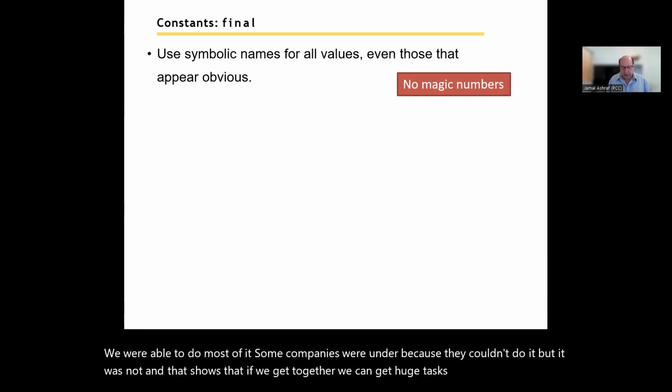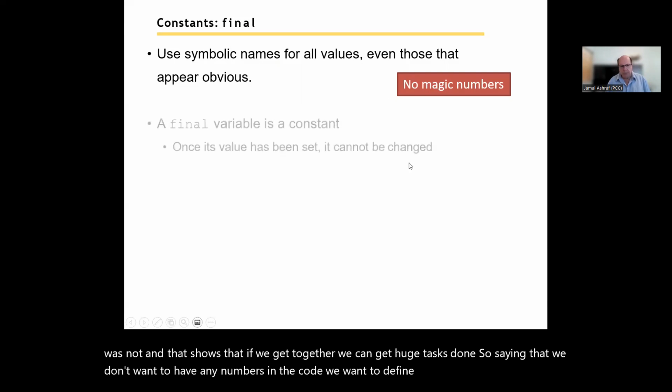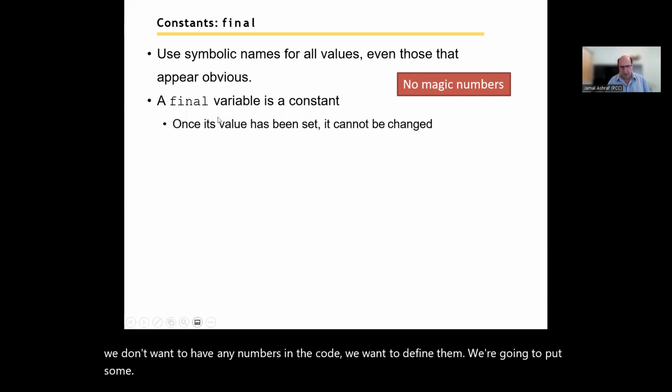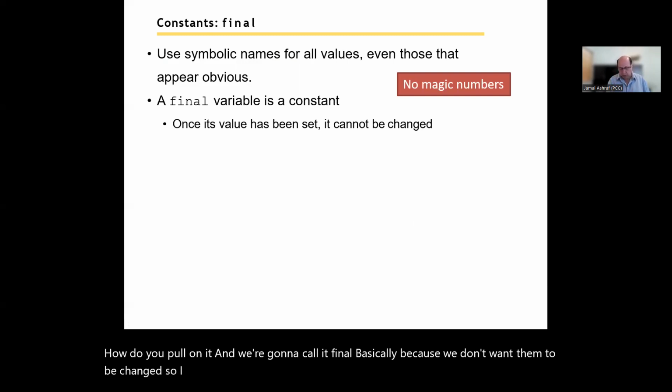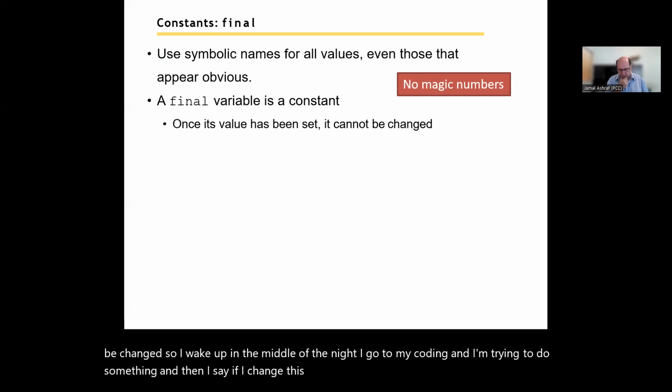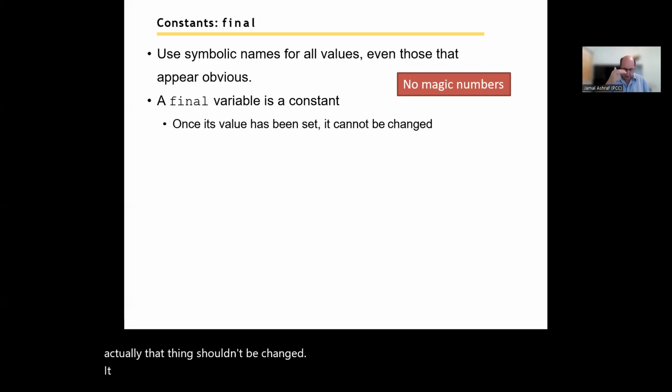So saying that, we don't want to have any numbers in the code. We want to define them. We're going to put a variable on it, and we're going to call it final, basically because we don't want them to be changed. So I wake up in the middle of the night, I go to my coding and I'm trying to do something, and then I say, well, if I change this one, maybe that's going to fix my problem, which actually that thing shouldn't be changed. It can change, but it's only going to be in one location.